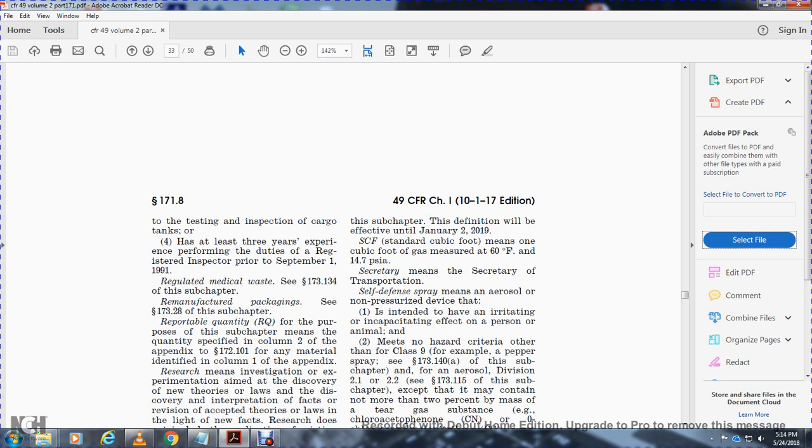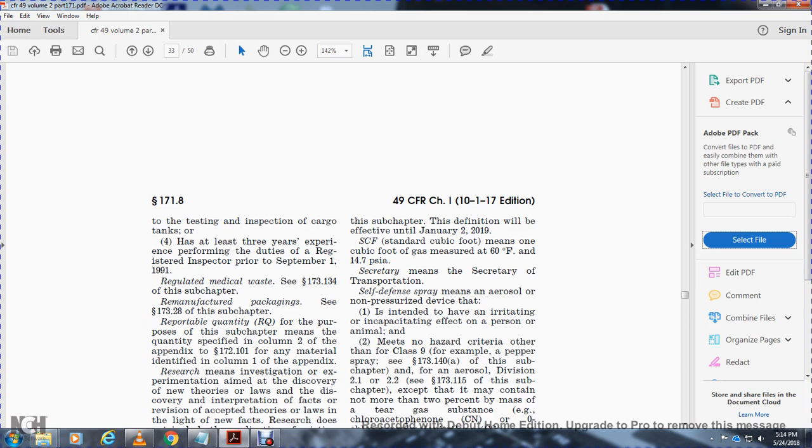This subchapter defines that it will be effective for January 1st, 2019. The SCF, or standard cubic foot, means 1 cubic foot of gas measured at 60 degrees Fahrenheit and 14.7 PSIA. Self-defense spray means an aerosol or non-pressurized device that is intended to have an irritation and incapacitation effect on a person or animal.